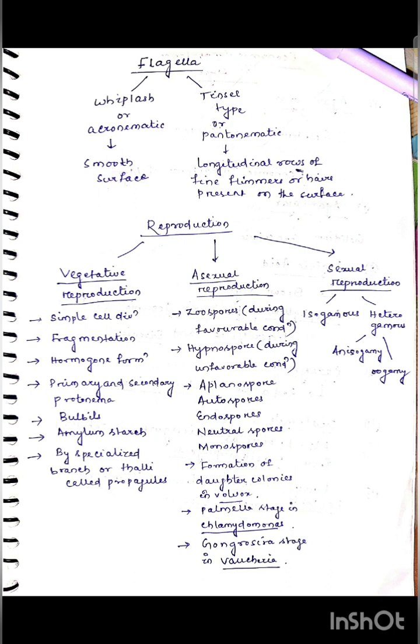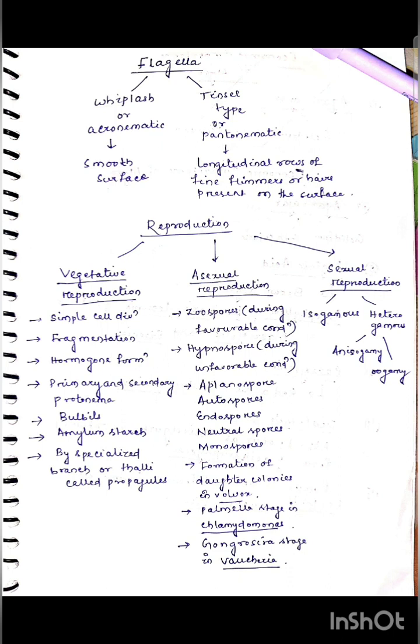Then reproduction. They have vegetative reproduction. They show asexual reproduction. They may reproduce sexually. Under vegetative reproduction, sometimes simple cell division occurs, sometimes the reproduction occurs by fragmentation, sometimes a special cell like a hormogonium is formed, and the reproduction takes place by hormogonia. Then primary and secondary protonema, then through bulbils, through amylum starch, by specialized branches or thalli called propagules.